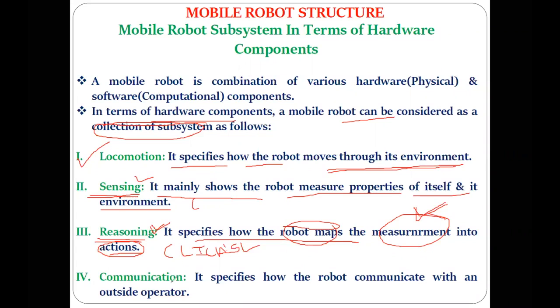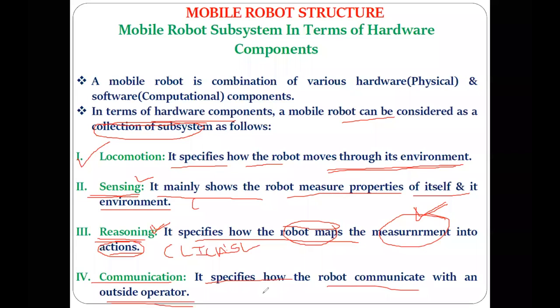And the last subsystem we have is communication. It specifies how the robot communicates with outside operators. Can the user be considered an outside operator? Yes. So how can the robot communicate with the outside operator? There is utilization of remote control, text interface, etc. I hope you have seen a robot demonstration with the help of a remote control. With the help of the remote control, we can control the robot. Have you never seen that?